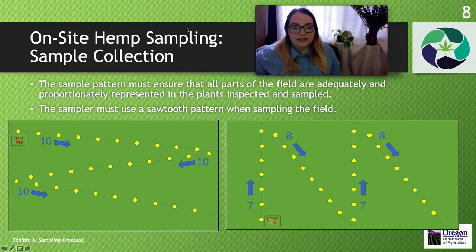This is explained in more detail in Exhibit A. This is the sampling pattern that you're going to use. So it's a sawtooth pattern, and you must use one of these two sawtooth patterns. As you can see here, the sampler starts in the top left corner of the field or greenhouse, and they're taking samples along the way in a zigzag pattern. These are exhibiting kind of the maximum amount of samples you would take, so this is for a larger field or greenhouse, but I think it's a very good representation of the sampling pattern that we expect you to use.